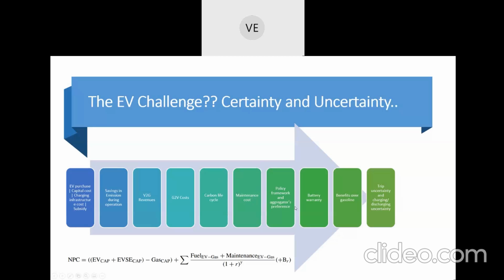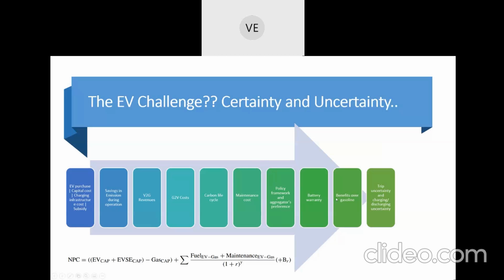Then policy framework and aggregators' preference. This is a very important aspect. As per the policy framework, suppose you are not allowed to participate in the V2G activity, then that earning is completely negated, right? So the operational side revenue is affected, and so the lifetime revenue is affected. That affects the net present cost, the net present revenue also. So the policy makers' decisions are very important while investing in EVs. Then the charge for regulation services, the charge for all other ancillary services, all these are important.